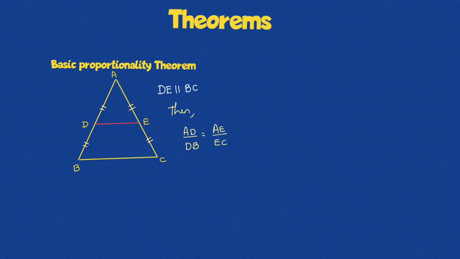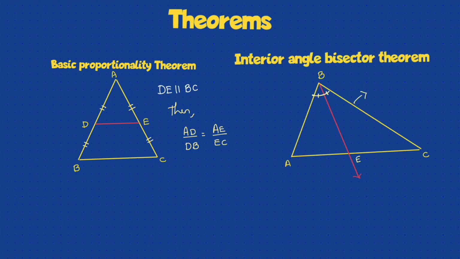How do you get the proof? By similarity. Proof is not required, but the result is. So remember BPT. Next, the interior angle bisector theorem. As the name says, it's an angle bisector. Something that you see in red is an angle bisector. We have studied median, we have studied altitude. Now the new one is angle bisector. It just bisects the angle. So if the angle is 60, 30 will be bisected.